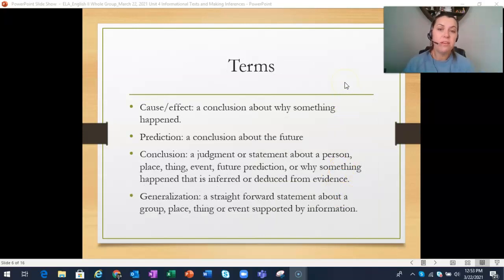So some terms you need to be familiar with are cause and effect. That's a conclusion about why something happened. Predictions are conclusions about the future. Conclusions are a judgment or a statement about a person, place, thing, event, future prediction, or why something happened that is inferred or deduced from evidence. And lastly, generalization is a straightforward statement about a group, a place, a thing, or event that is supported by information.